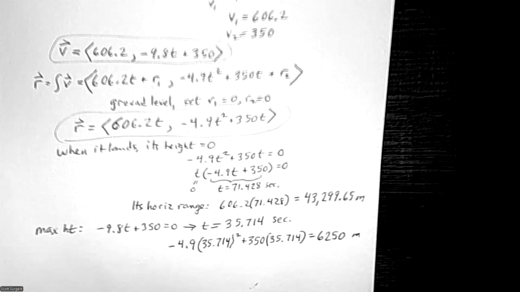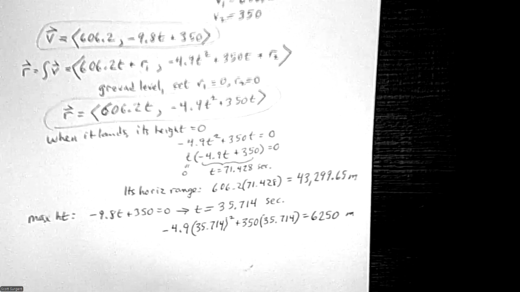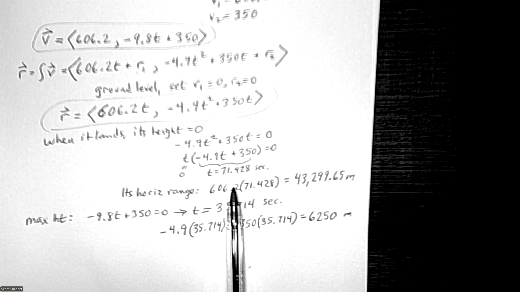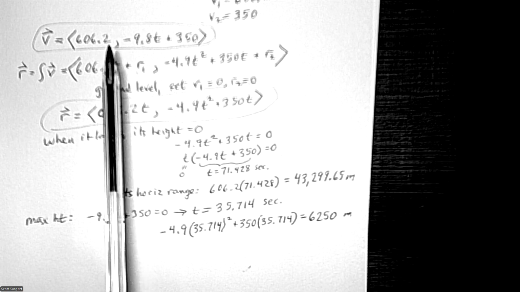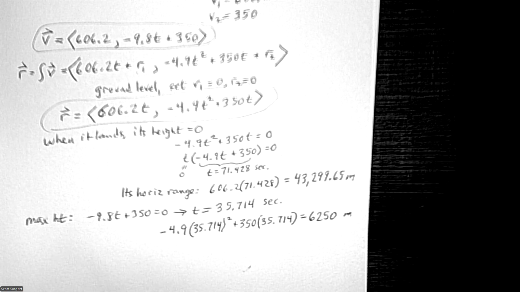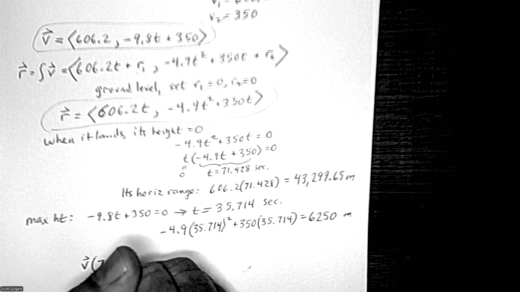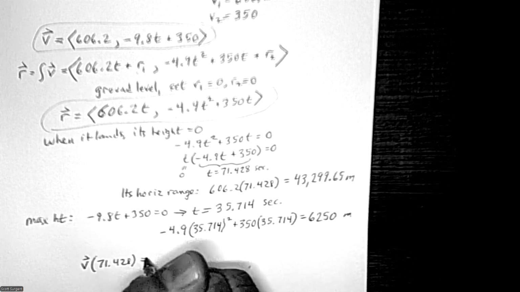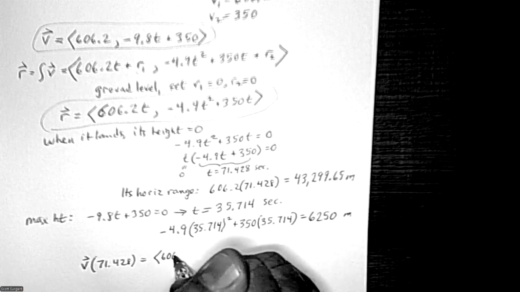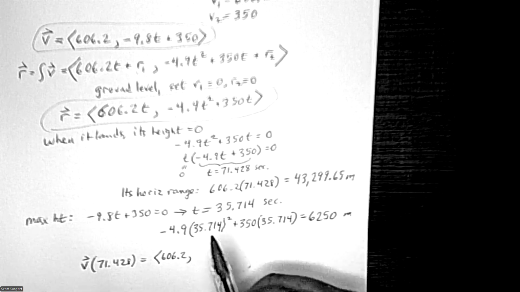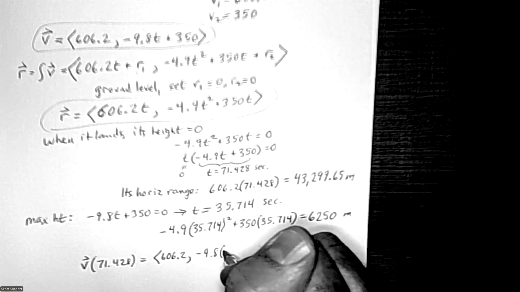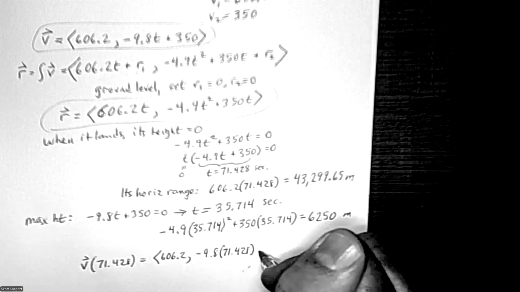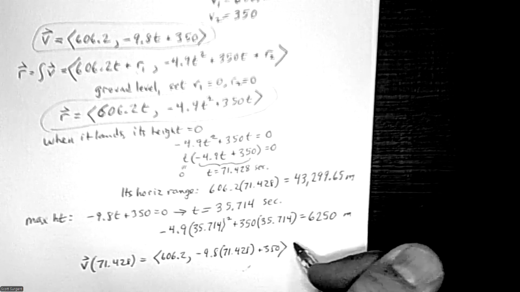Sure. And then the last question is the speed with which the projectile hits the ground. Well, I'll just verbalize it. We know that it hits the ground at 71.428 seconds. So I take that value and I plug it into the velocity vector at that value. Now it doesn't change the first part, but it will change this. Let me just go ahead and write it. 9.8 times 71.428 plus 350. Let me work it out real quick since I'm going ahead with it.